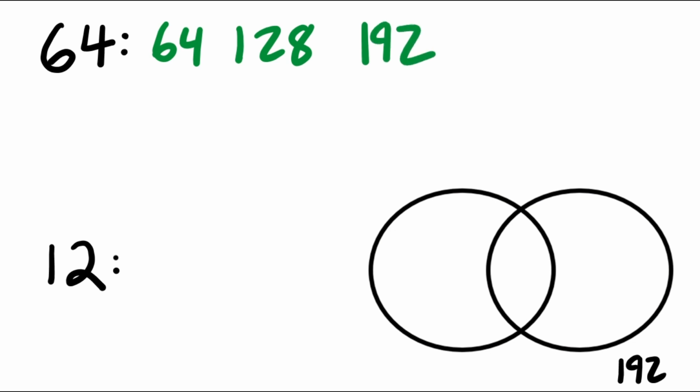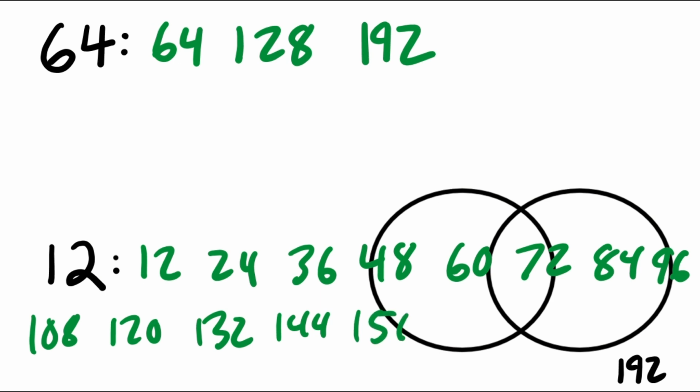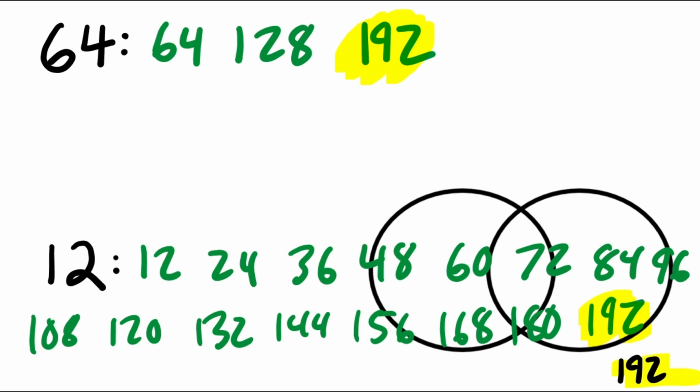Now let's count by 12s. For those of you that know your 12s times tables, say it with me, children. 12, 24, 36, 48, 60, 72, 84, 96, 108, 120, 132, 144, 156, 168, 180, and finally 192. There you have it, folks. We have confirmed it with the list method that 192 is, in fact, the least common multiple of 64 and 12. Pen drop.